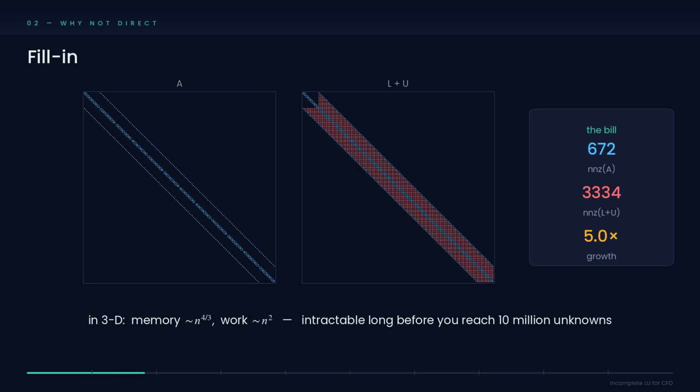That sounds survivable. It is not, because the growth is superlinear. In 3 dimensions, the factors of an n by n matrix need memory of order n to the 4/3 and work of order n squared. Multiply that out for 10 million unknowns and you are asking for terabytes and days.